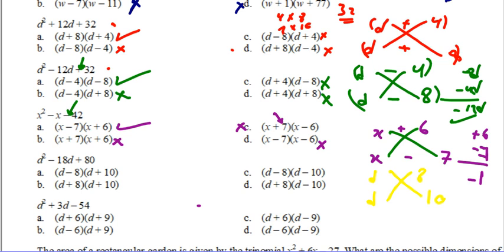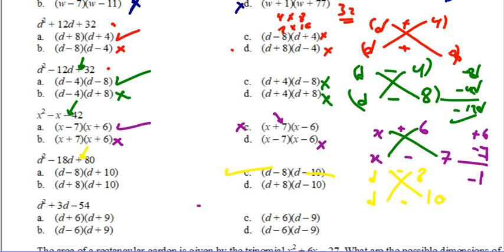This is positive, so the same sign, because the last term is positive. And the middle term is negative, so both signs will be negative, because negative 8 plus negative 10 equals negative 18, the middle term. So the answer is C.